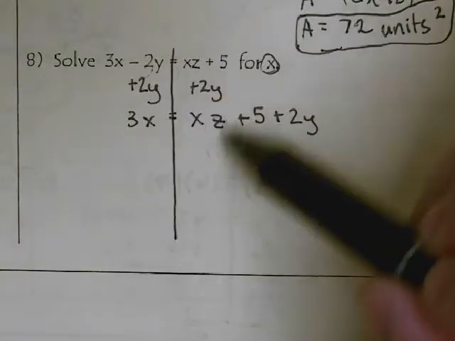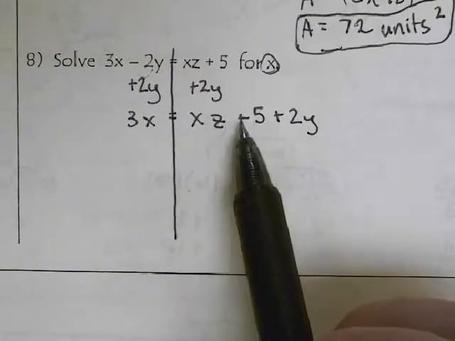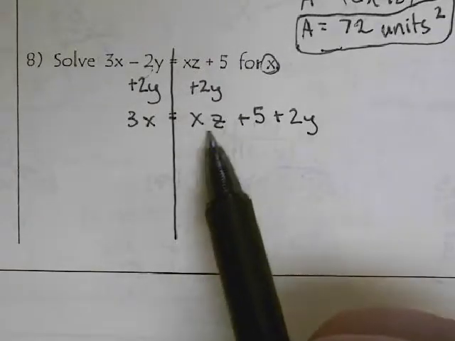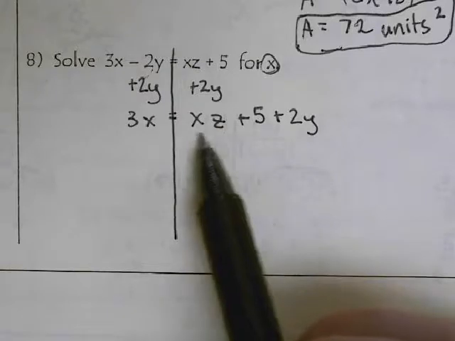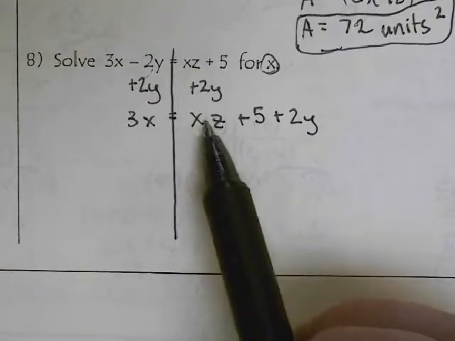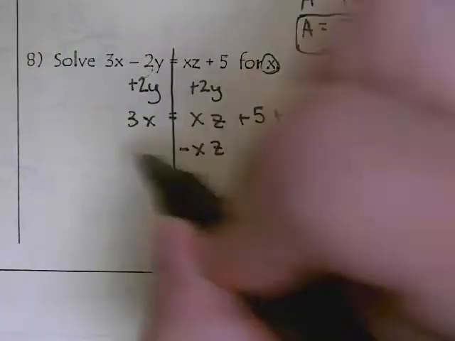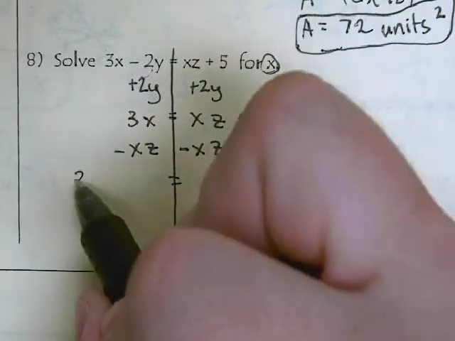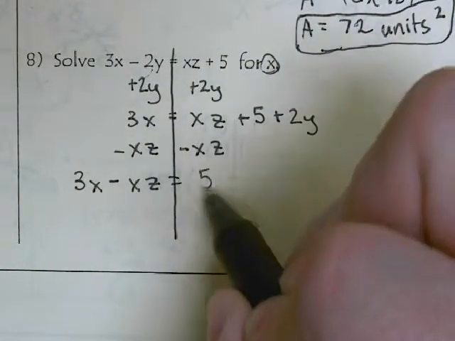Now I want to get my x's over here. But unfortunately for this x, there's a z attached to it. We're going to treat this z just like any other coefficient, like 2, -8, or 4. But we see this xz is positive, so to move it over, I'm going to have to subtract it from both sides. So I'll subtract xz from both sides. Now we have 3x minus xz is equal to 5 plus 2y.